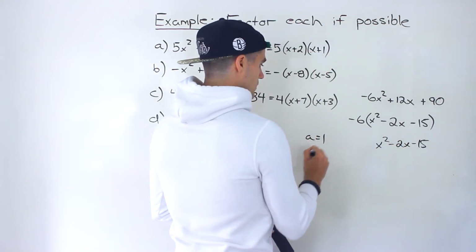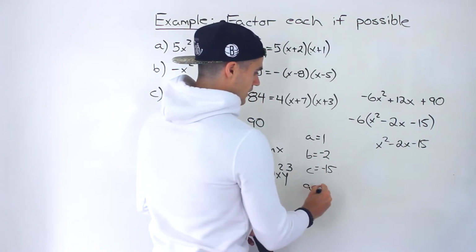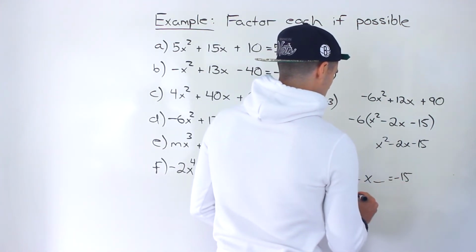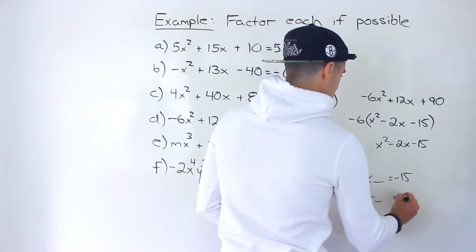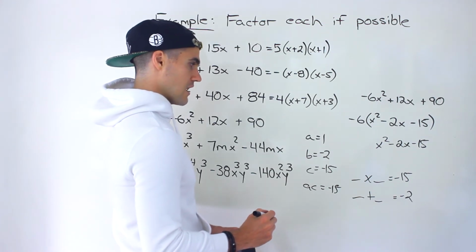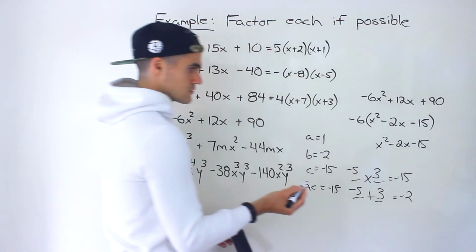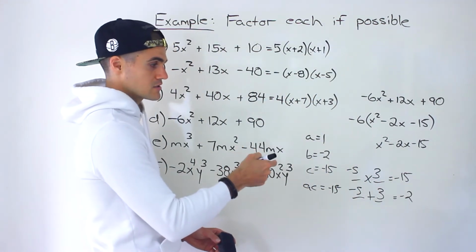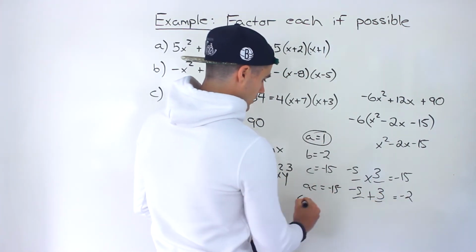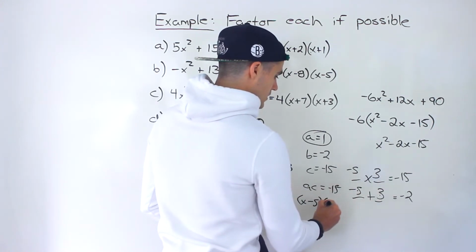So A value is 1, the B value is -2, the C value is -15. The AC value is -15, so we've got to find two numbers that multiply to -15 and add up to that B value of -2. And so what two numbers would that be? I think -5 and +3 work, right? -5 times 3 is -15, and -5 plus 3 gives us that -2. Again, as usual, A value is 1, so we know our final factored form is just going to be those two values, (x minus 5)(x plus 3).